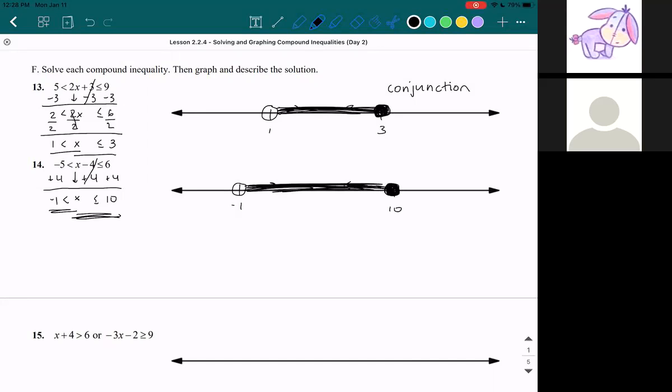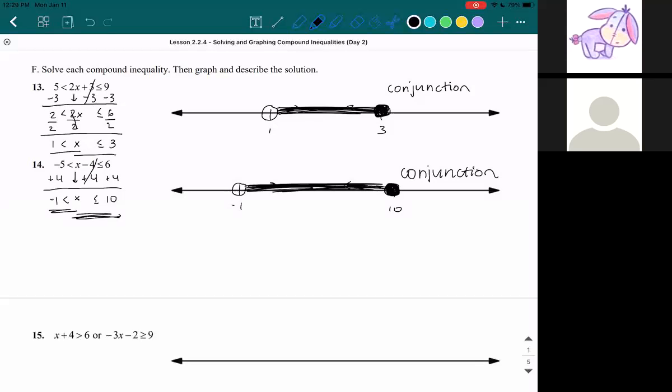Sorry, it looks really messy, but I don't care if yours looks messy too. So hopefully you don't care if mine looks kind of messy. This is a conjunction as well. Remember, conjunction is when you are connecting the two numbers in between. You're filling in everything in between. You're shading everything in between. These are conjunctions.